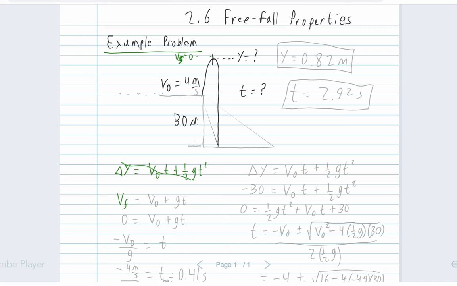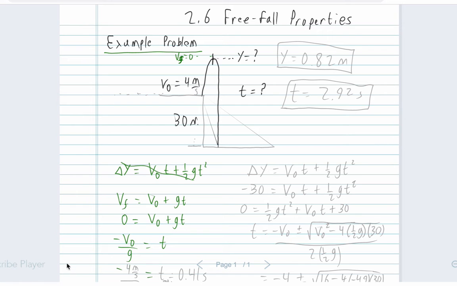We're going to say v final equals v naught plus gt. Sorry, I didn't mean v naught up here, I meant v final. So v final equals v naught plus gt. Well, we know it's equal to 0 at the top of that motion. We're going to solve for t, see how long it takes to go up, and then plug it into the other equation. So we subtract v naught to the other side and divide by g, so we get t equals minus v naught over g.